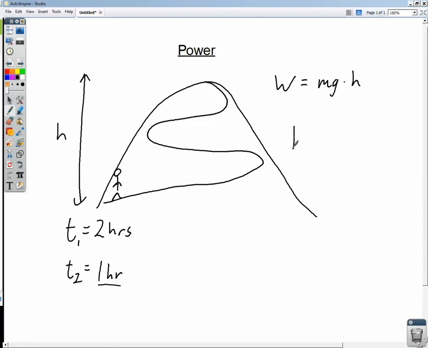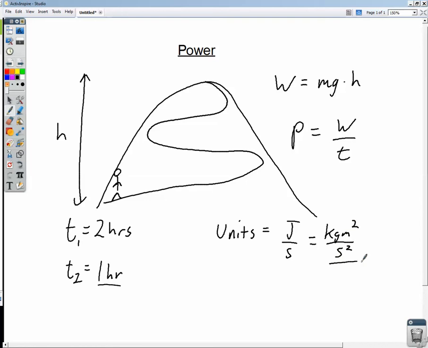Power is defined as work over time. We abbreviate power with a capital P, that is not a lowercase p. And when we look for the units of power, we'll see that we've got joules over seconds, or joules per second. But remember that joules are kilograms meters squared over seconds squared. We're dividing those by seconds. And we've got a strange unit then for power. It's going to be kilograms meters squared over seconds cubed.